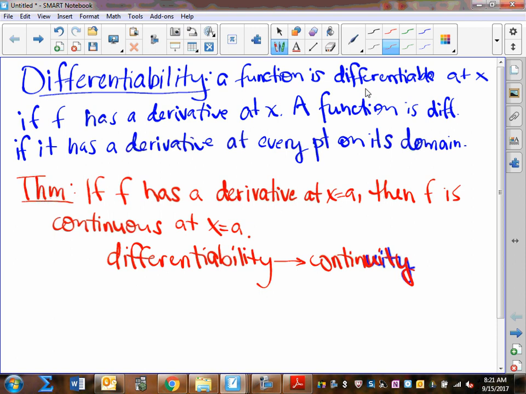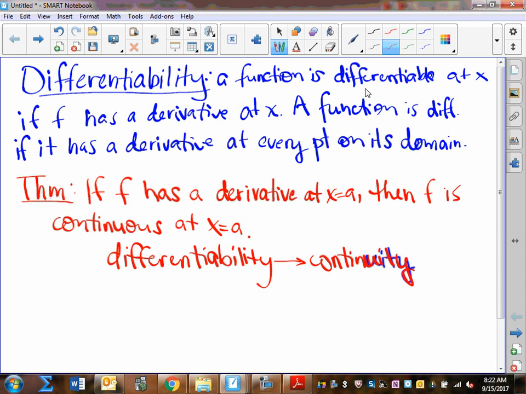And if you happen to remember from geometry, you would have learned this about the second week of geometry, that the contrapositive is going to be true if the conditional is true. So contrapositive is where we flip it and negate it. So if this theorem is true, if f has a derivative at x equal to a, then f is continuous at x equal to a.